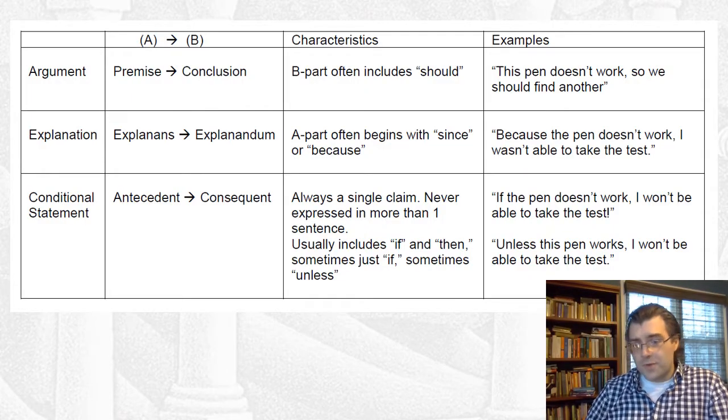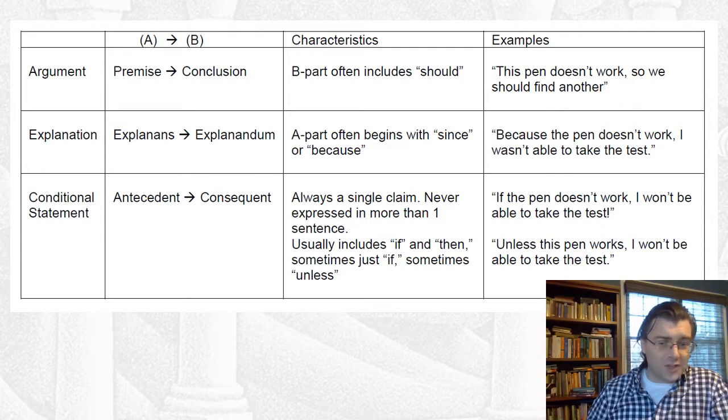So what I've given you in this slide is a summary of some characteristics of arguments and of two things that are often confused with arguments but are not themselves arguments, namely explanations and conditional statements. And I've given you an indication of what the terminology is for the A and B part of each of these things, and what the characteristics of each are, and some examples of each.